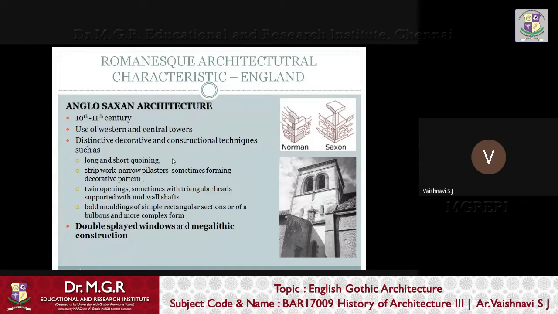They used western and central towers. It had a few construction techniques which had long and short quoining, strip work, narrow pilasters sometimes forming decorative patterns, twin openings, triangular heads with mid-wall shafts, bold moldings of simple rectangular sections of bulbous and more complex form, and double splayed windows and megalithic construction. So you may not understand anything here. We'll see the pictures of these buildings and then I'll explain about this.